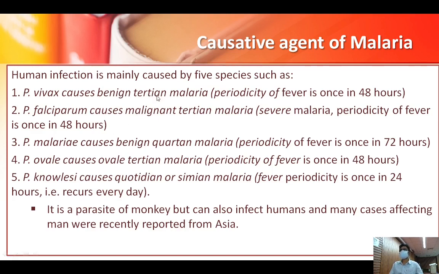It is called tertian. Tertian means that the fever occurs every third day. There is a gap of 48 hours. If the fever occurs today, I will not have any fever for 48 hours, so tomorrow and the day after tomorrow, no fever. On the third day, there will be fever.